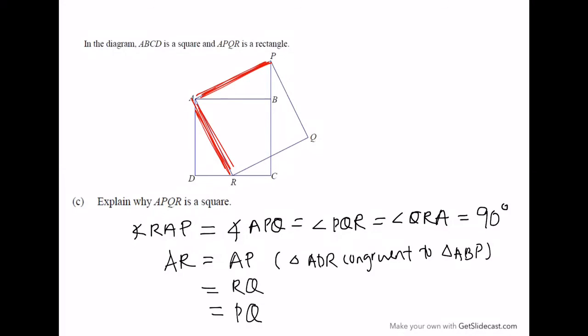Since all the four angles are 90 degrees and all the four sides are equal, therefore APQR is a square. That's it.